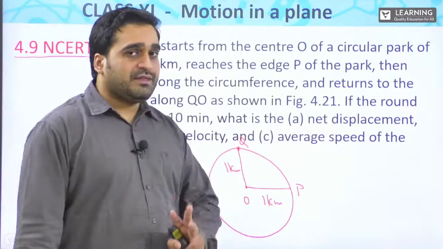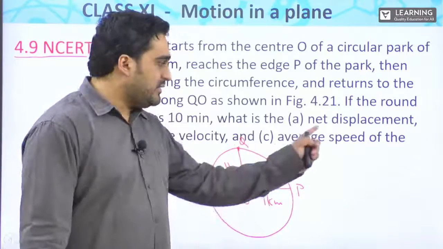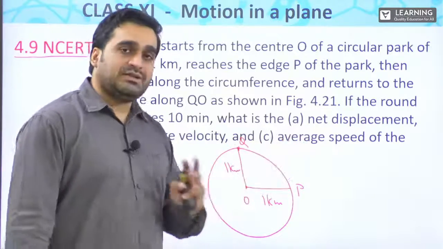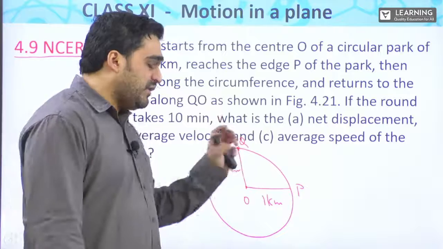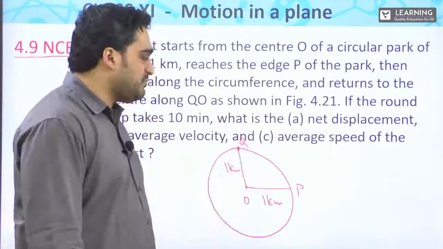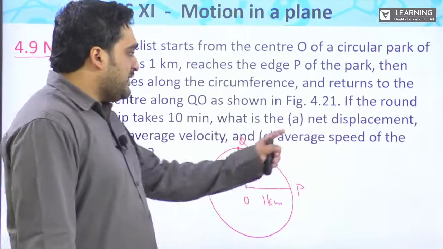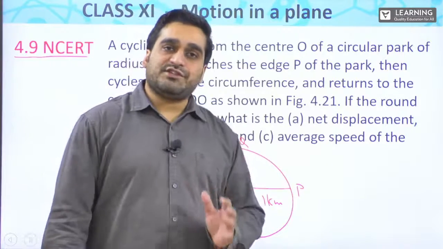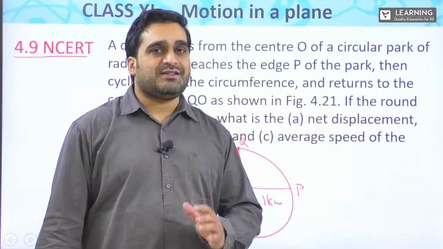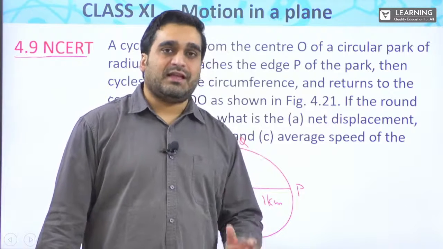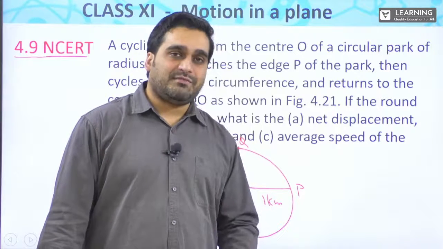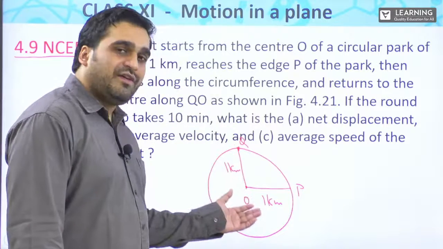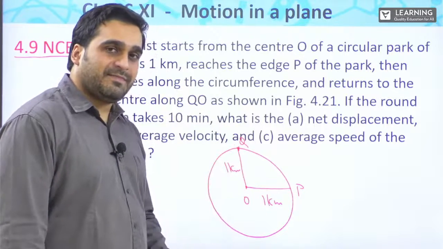Okay, the three different things to find: 1, net displacement; 2, average velocity; and 3, average speed. First, let's identify net displacement. By the definition of displacement, it is the shortest distance between the 2 points, the initial and the final point. Can you identify the initial and the final point in this?